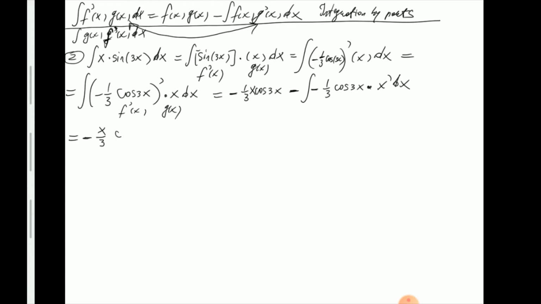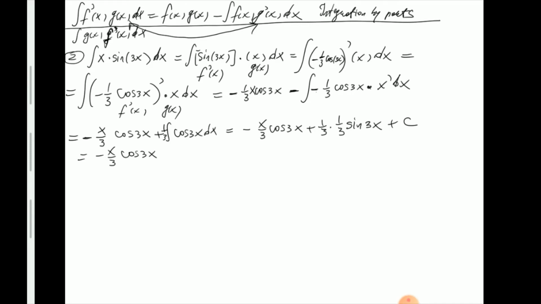So we have minus x over 3 cosine of 3x, x prime is 1, minus minus becomes plus, and I can take 1/3 out, cosine of 3x dx. Again, another quick substitution. The integral of cosine is sine. Because I have cosine of 3x, I have another 1 over 3 from that substitution, from that reverse chain rule, plus a constant. So when everything is said and done, it's just minus x over 3 cosine of 3x plus 1 over 9 sine of 3x plus c.